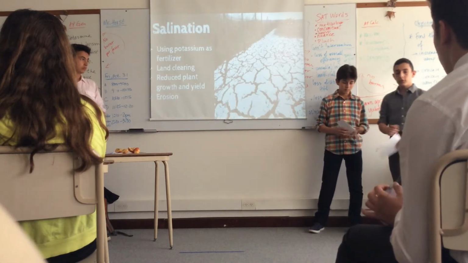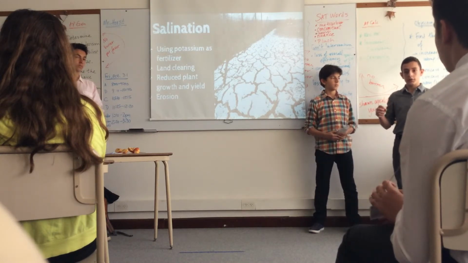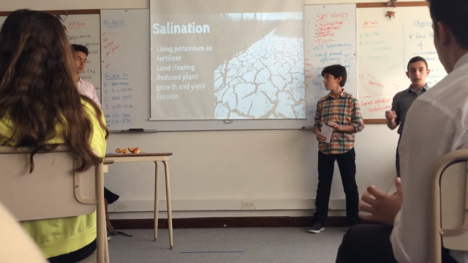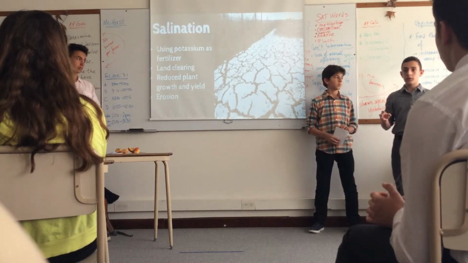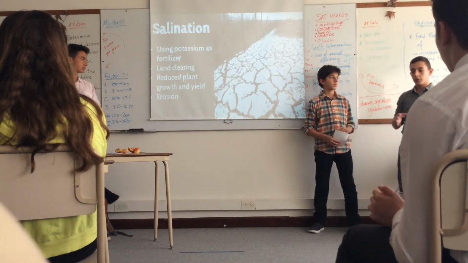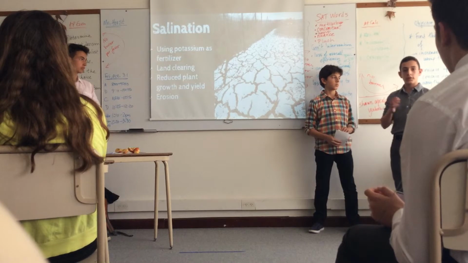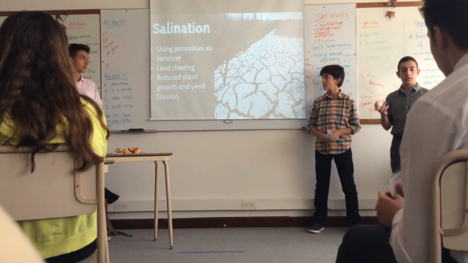All right. So salination is the increase of salt in the soil. It's caused by a lot of potassium fertilizer. So if you use potassium as a fertilizer, you're affected most by salination. And it also reduces the plant growth.